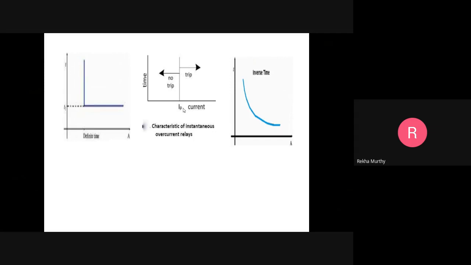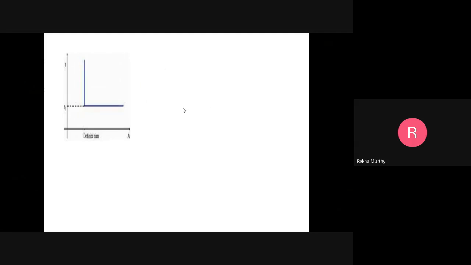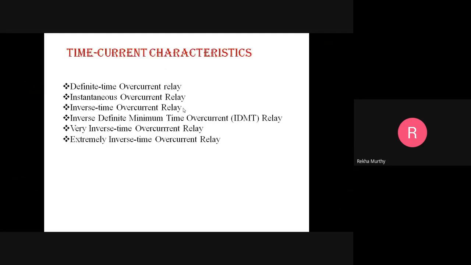This characteristic of an electromechanical induction disc relay is very suitable for overcurrent protection. So in this relay, if the fault is more severe, it would be cleared faster. So that is the inverse time overcurrent relay. Okay. Next, coming to the inverse definite time.